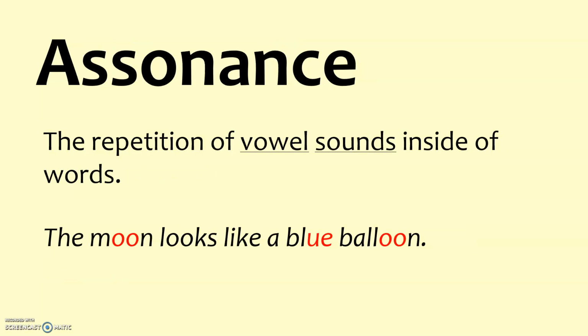Moving on. You've then got assonance. A similar idea is the repetition of vowel sounds inside the words. So vowels A, E, I, O, U. Like the example I've got there, the moon looks like a blue balloon. Notice, as I mentioned with alliteration, that it's not the same letters, but it's the same sounds that they make. And notice that with assonance, it's within the words.